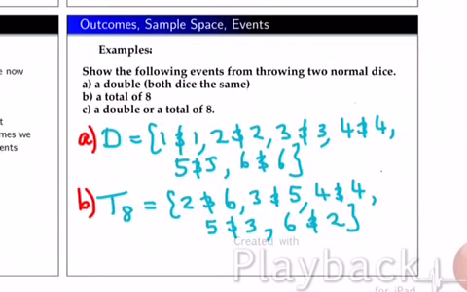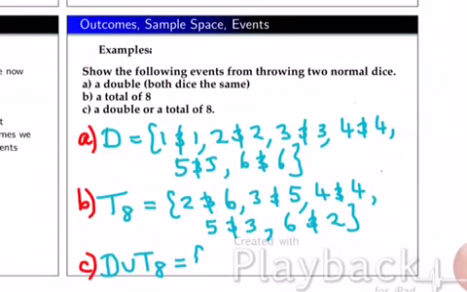And then the last one, C, I want to combine them. I want it to be a double or a total. So the last day when we were looking at set notation and Venn diagrams, we know that or is the union. So I want it to be the double union a total of 8. So what I'm going to do is I'm going to combine my two sets above.